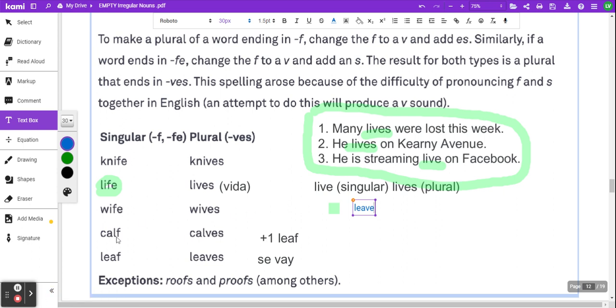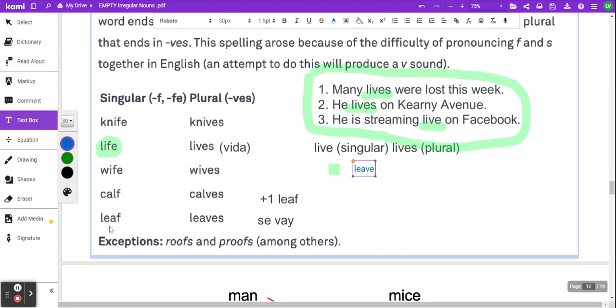So, pero eso también puede referir a un bebé de a cow. ¿Cómo será? Ternero. A baby calf. We call it the calf. Then you have leaf, hoja, leaf, and leaves, hojas. Pero también tienes leave, de leave me alone, and he leaves, que se fue.